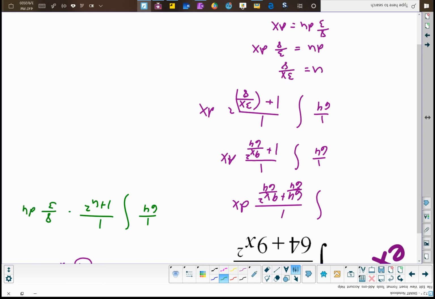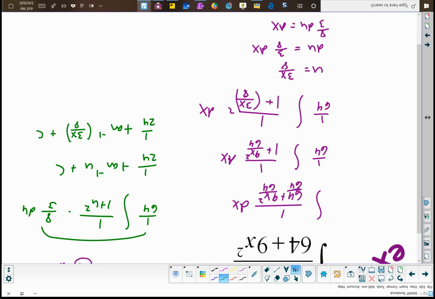I'm going to go ahead and multiply my 1/64 times 8/3. The 8 and the 64 reduce. I end up getting 1/24. My antiderivative is arctangent of u plus c. Plug u back in. Then plus c. There we go.